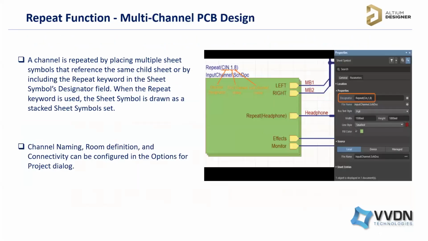So here you can see the repeat function. There is the channel and we can repeat it just by opening the properties window, and under designator we can use the repeat function, then sheet designator, then one comma how many times you want to repeat. Like this keyword we can use our design multiple times, and we can copy those things for multiple sheets also.